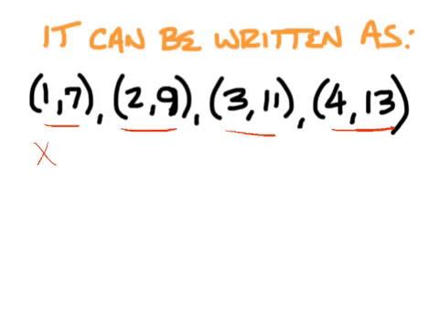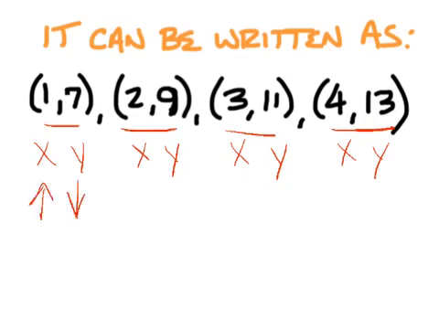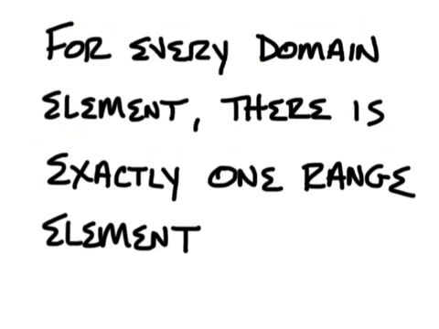Don't forget that these are x, y points. The x number is first and the y number is second. This is what you put in, and this is what you got out in each case. For every domain element, there is exactly one range element.